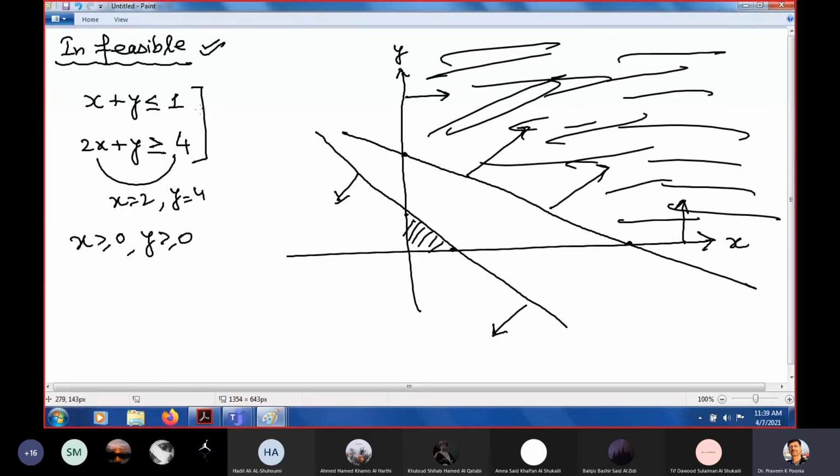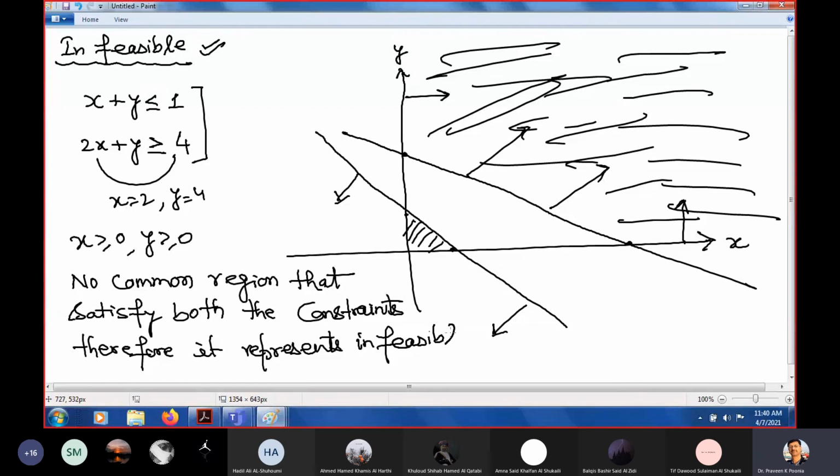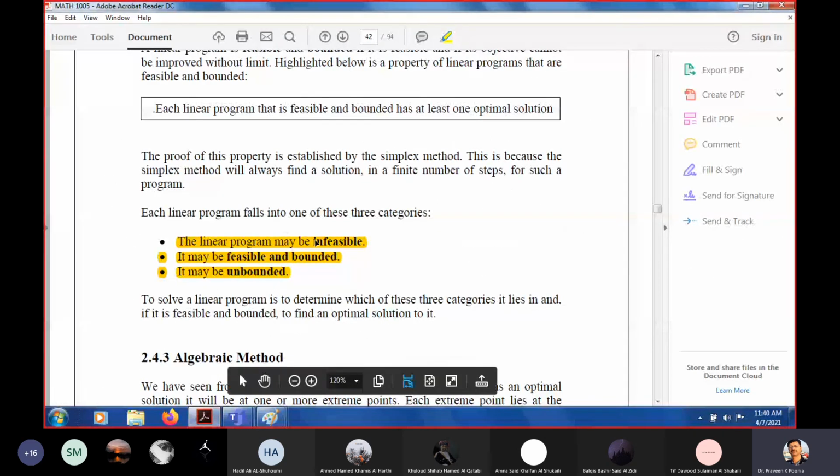So my dear friends, these are two different places. There is no common region that satisfies both the constraints. Therefore, it represents an infeasible region. This is infeasible. We cannot calculate anything. Okay. So one type of solution is infeasible.